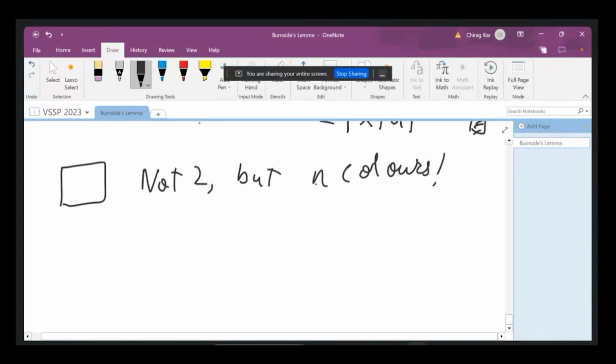Now here we can't enumerate all of them. What if n was 100? Then we would have so many. We would have to check n to the 4 possibilities, which is really big. Even if n was something like 10, you would have 10,000 possibilities, which is a lot to check. So instead of doing that, let's apply Burnside's lemma and the same idea which we used, and look at the specific fixes over here.